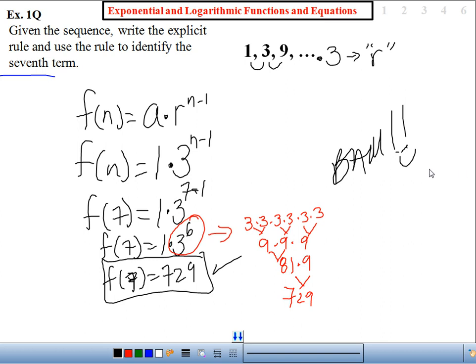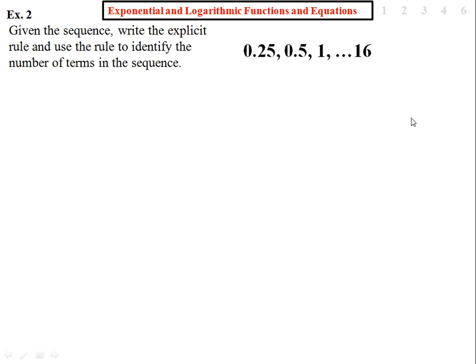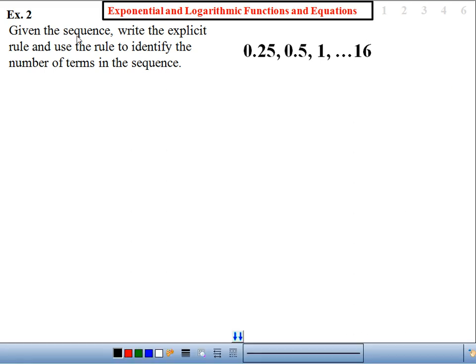All right, so let's move on. So now that was a good refresher of what we did before we stopped the sequence of lessons. So let's go to the next one. Example number 2. Look at this one. This one's interesting, though. It says, given the sequence, write the explicit rule and use the rule to identify the number of terms in the sequence. Now, this one, they don't tell you to find the specific number in a term. They want you to name how many terms are in the sequence. However, they still want you to write the explicit rule.